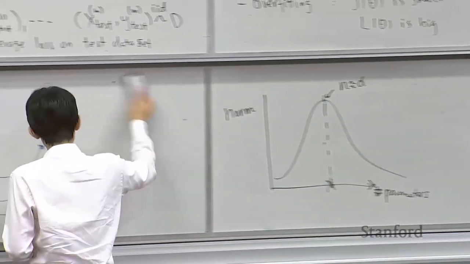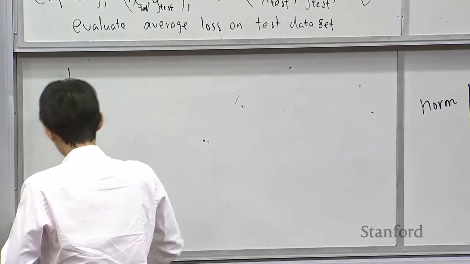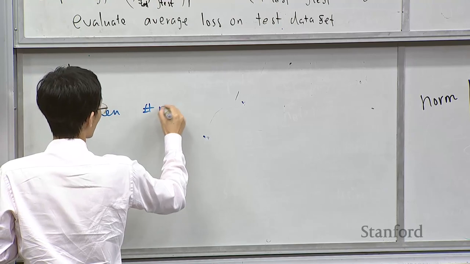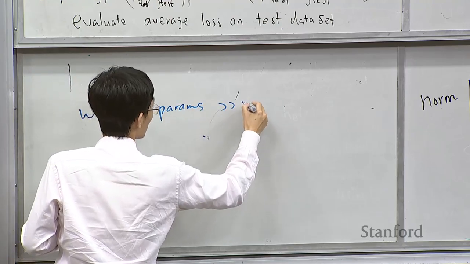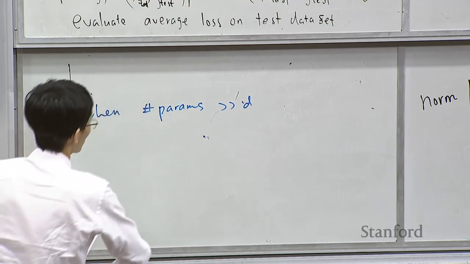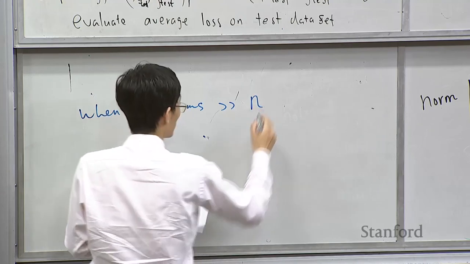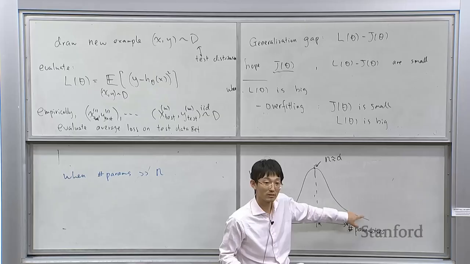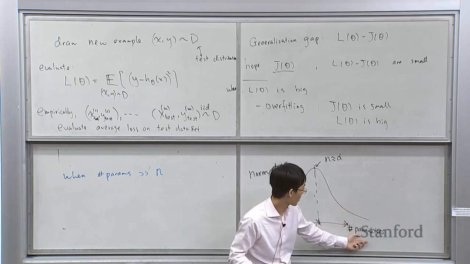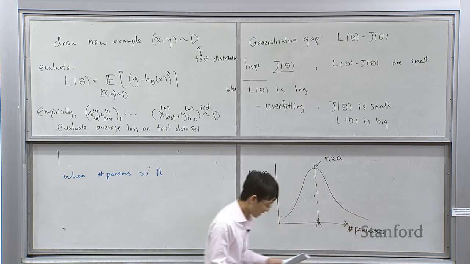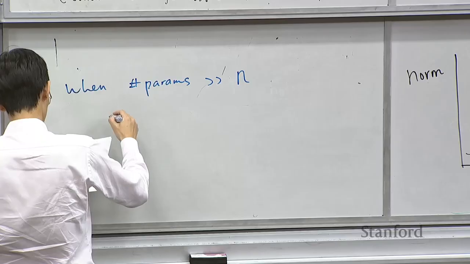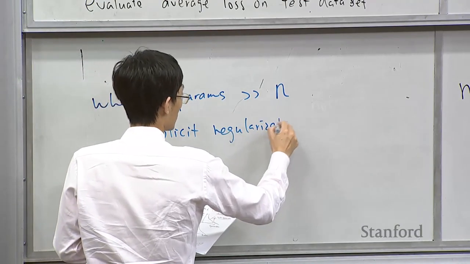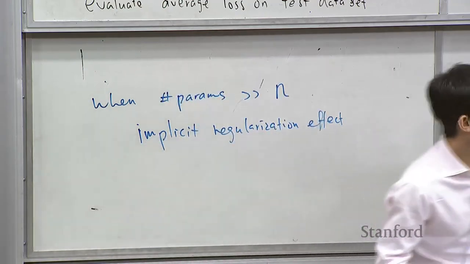The explanation is that when d is much, much bigger than n, the number of parameters is much bigger than the number of data points, even though it sounds like you are supposed to overfit, actually the norm is small. But why is the norm small? Why, when you have so many parameters, do you still learn a very simple model? The reason is that there is some implicit regularization effect which makes the norm small.